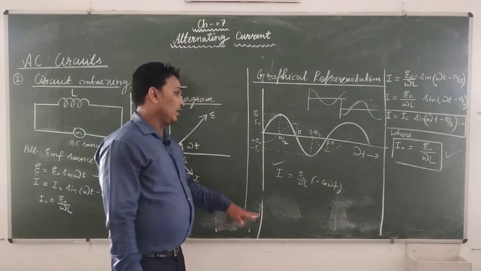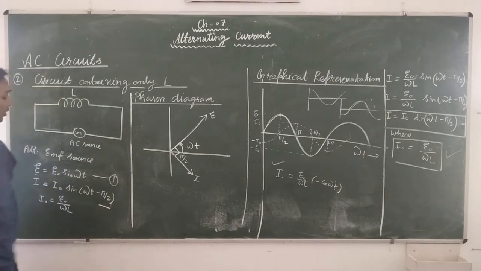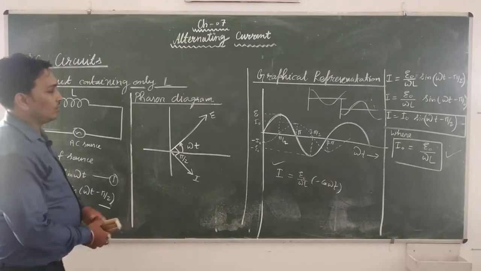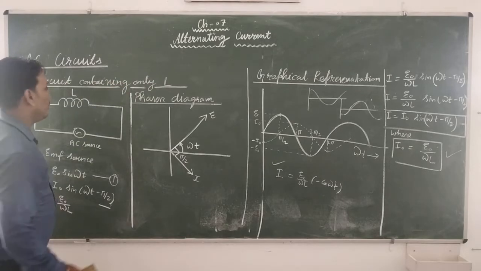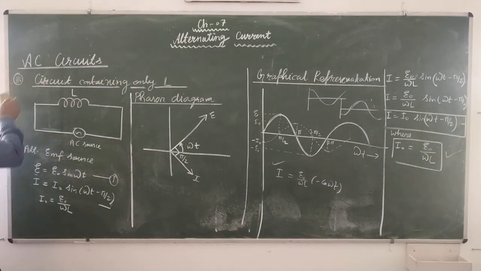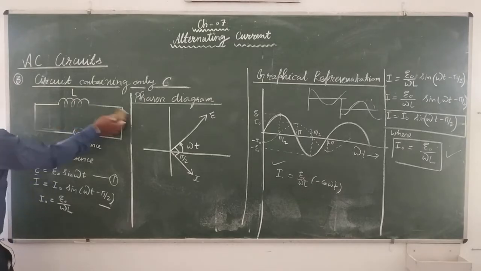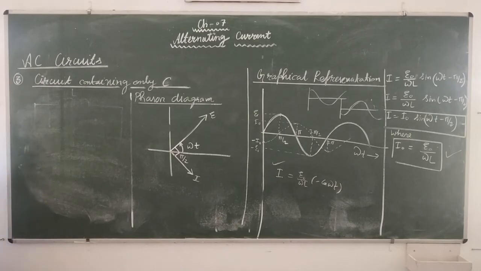From here, we have seen that the current is lagging behind the voltage by angle pi by 2. Or in other words, voltage leads the current by an angle pi by 2. Okay? So this is the second circuit containing only L. Now we are going to discuss the third circuit. And the third circuit is the circuit containing only C. What is C? C is capacitance, right?